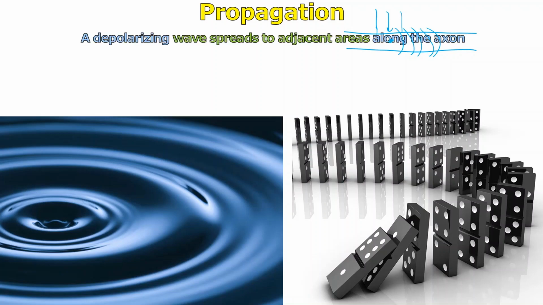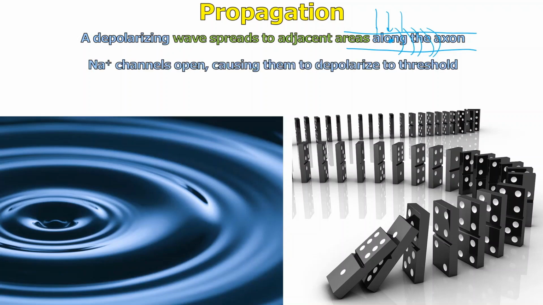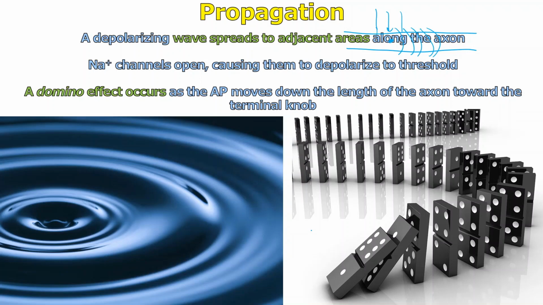And so a depolarizing wave spreads across the axon to adjacent areas. When this depolarizing wave hits the adjacent areas, sodium channels open and we have deja vu. We have the same thing happen again. It will cause depolarize, repolarize, and then the next adjacent area will depolarize and repolarize. And we get this kind of flipping of light switches, almost like a domino effect that you see on the right, where we just have to form one single event and then the rest can happen just naturally.